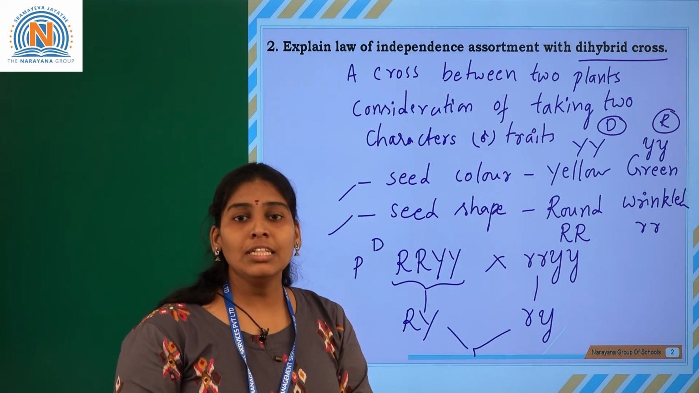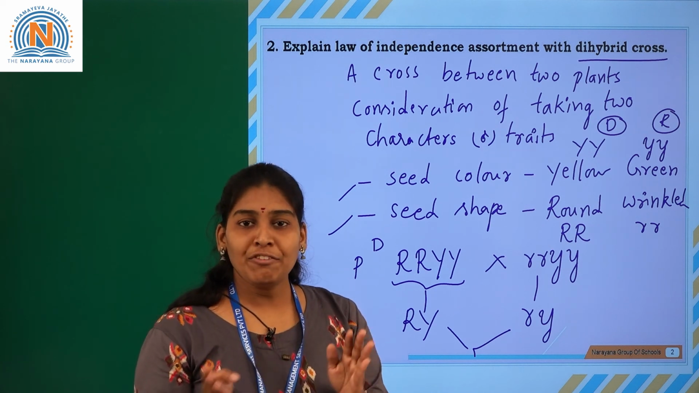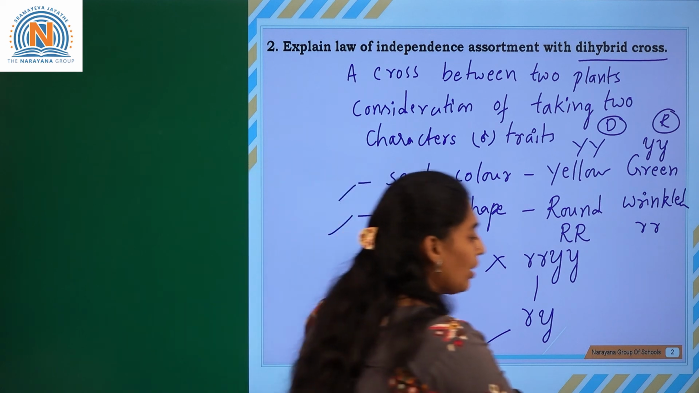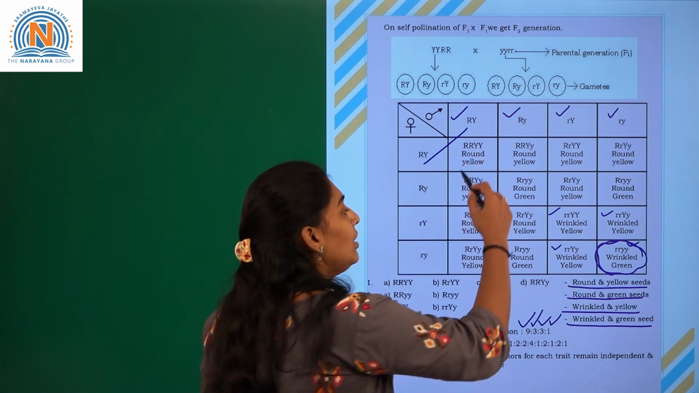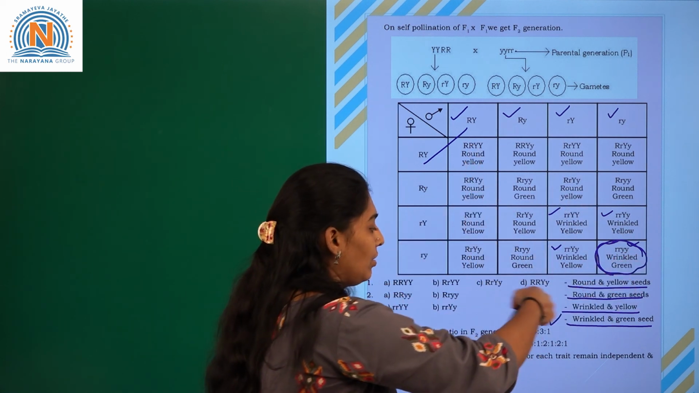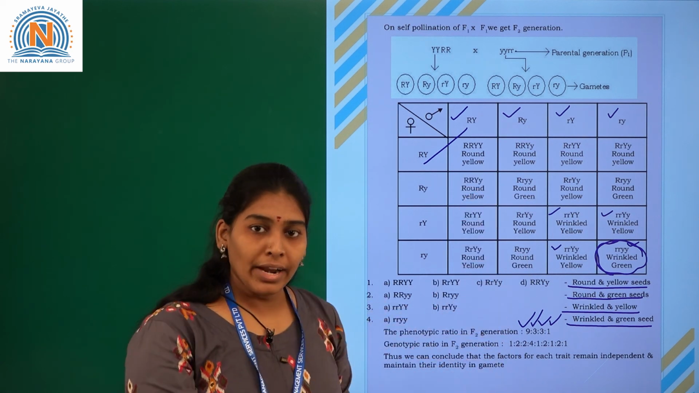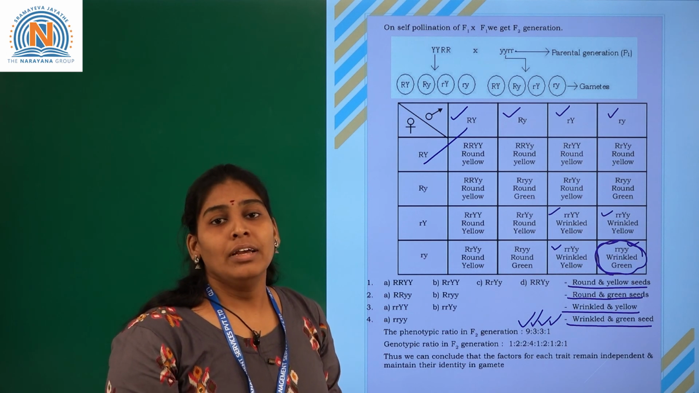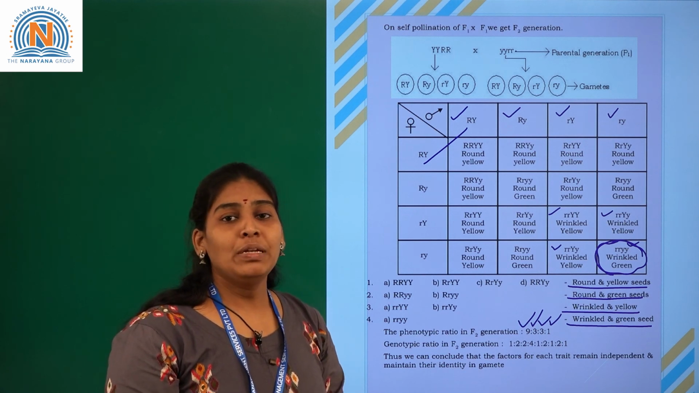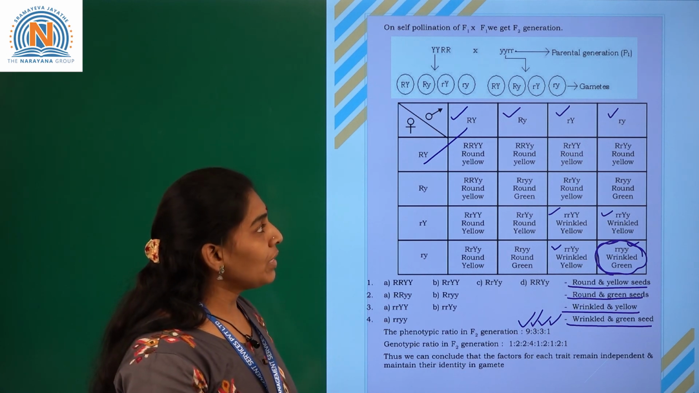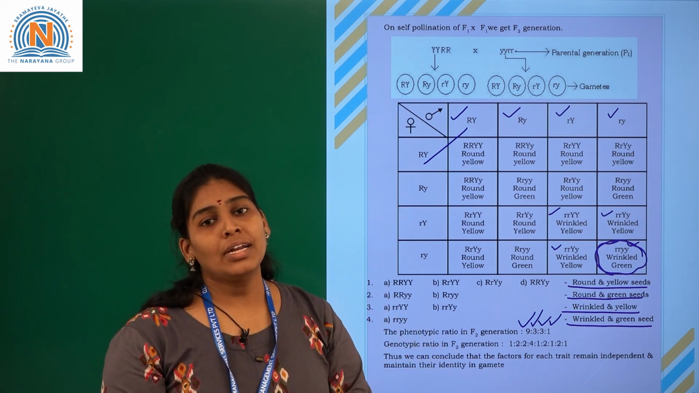When we cross two characters, they are expressed independently, one different from the other. In the checkerboard, you can find capital R, capital R, capital Y, capital Y, and no other character mixed in. So we consider it independently assorted; it has its own characters. This kind of law is called the law of independent assortment. Whenever they ask this in the examination, we need to write it with a dihybrid cross.